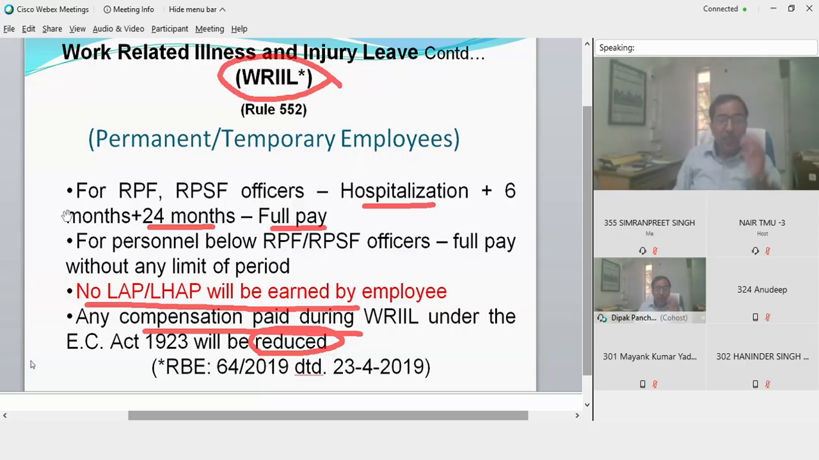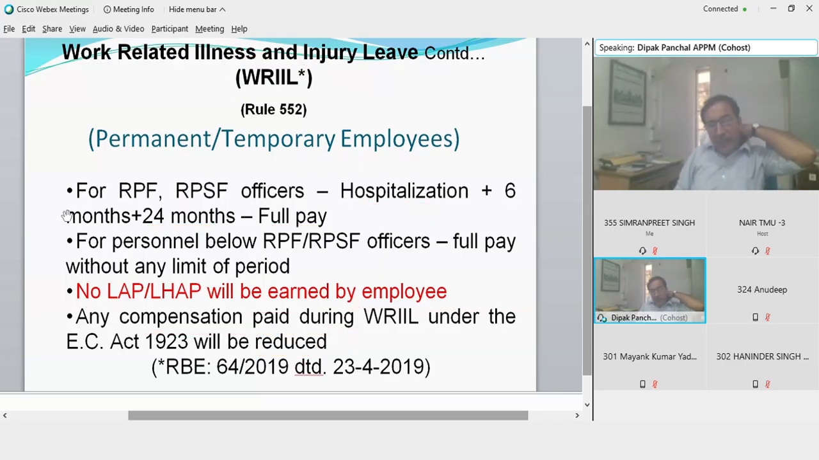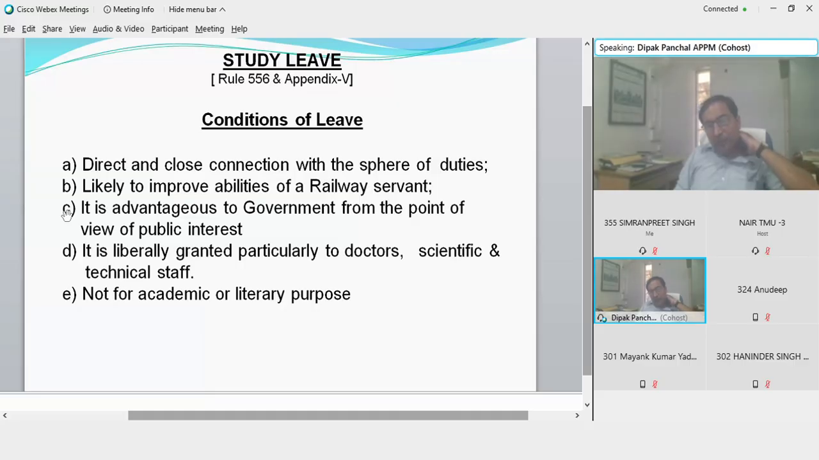So far, in special leave, we have seen maternity leave, paternity leave, work-related injury leave, and the fourth kind of leave is study leave. See, after 5 years of regular service, an employee can avail study leave. But the foremost condition is that the study which an employee wants to undergo should have direct and close connection with the sphere of duties. If not, this leave cannot be sanctioned.